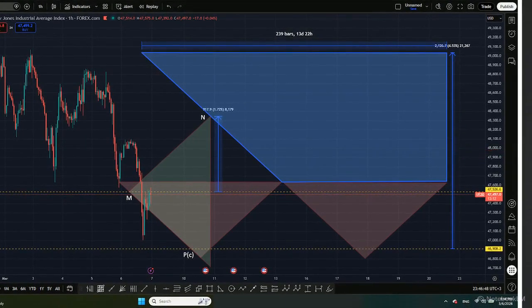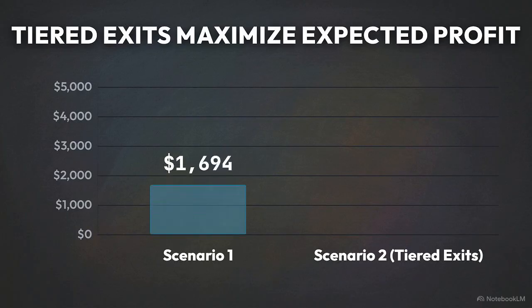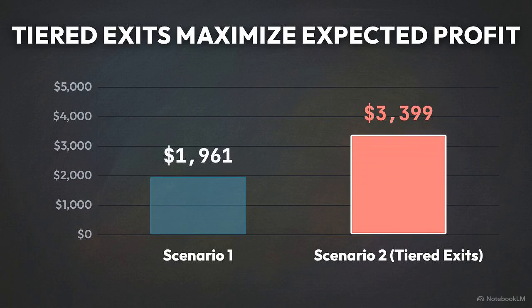Based on these levels, Scenario 1 projects an expected total profit of $1,961, assuming a final exit entirely at Target 3. Scenario 2 forecasts an expected total profit of $3,830 by executing tiered exits at both Target 2 and Target 3, setting the primary numerical benchmark for the final audit.